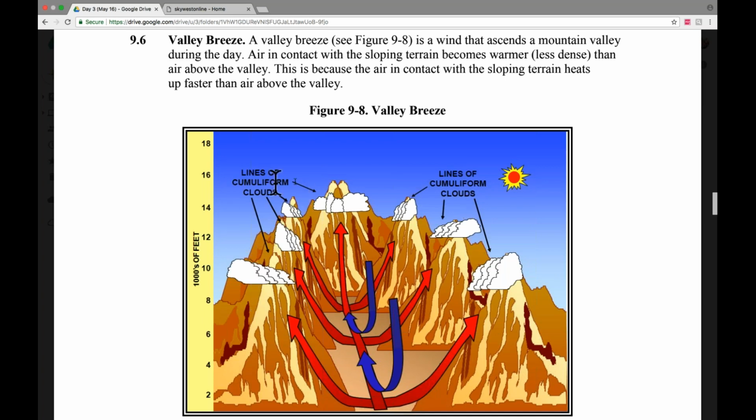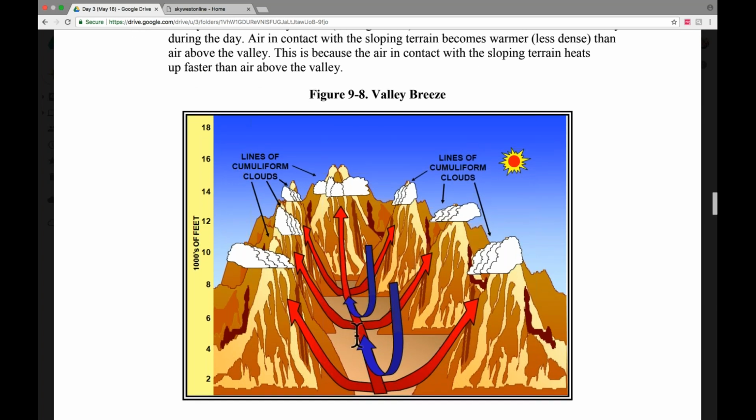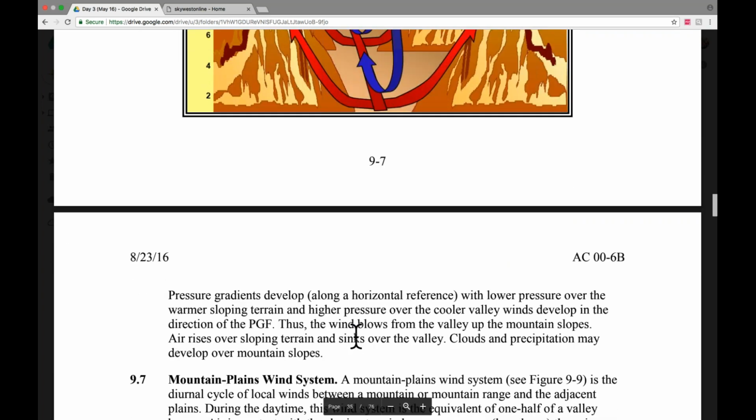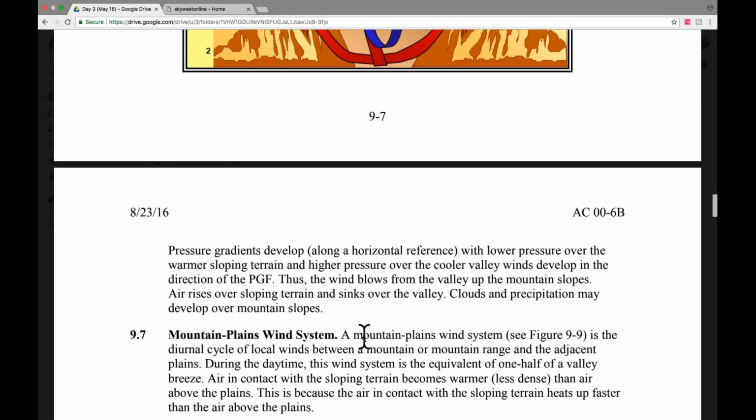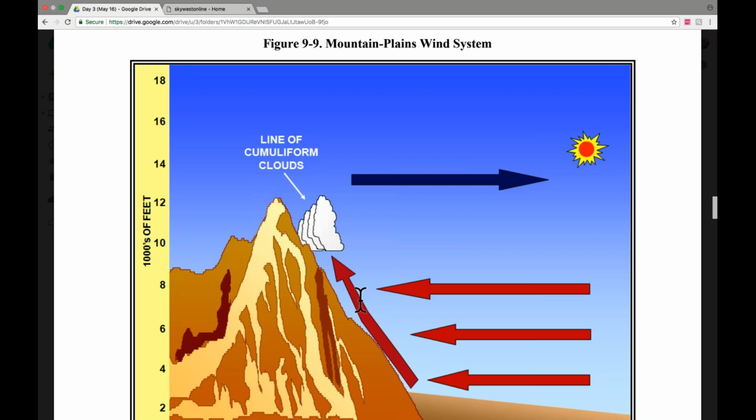And you'll always see these lines of cumuliform clouds at the tops of the mountains when this happens. Basically it's just the hot air getting hotter as it ascends the mountain. So pressure gradients develop with lower pressure over the warmer sloping terrain, and higher pressure over the cooler valley. Winds develop in the direction of the PGF. Thus, the wind blows from the valley up the mountain slopes, air rises over the sloping terrain and sinks over the valley. Clouds and precipitation may develop over the mountain slopes. Okay. Mountain plains wind system.